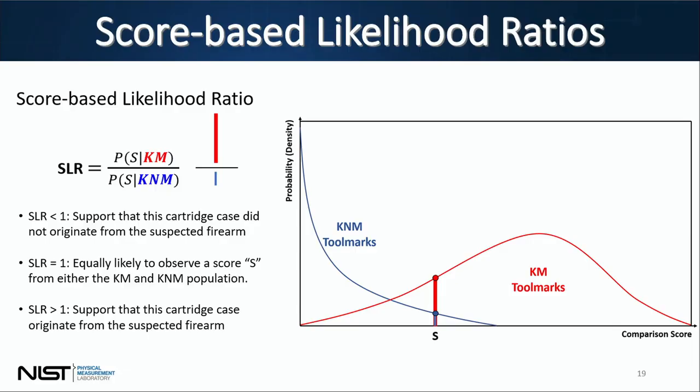So what we did was we calculated score-based likelihood ratios for all of these different populations. And a quick primer for a score-based likelihood ratio is for any given score, in this example S, you look at the probability of achieving S, given that it came from known matching comparisons, divided by the probability of achieving that score of S, given that it came from known non-matching populations. And score-based likelihood ratios go anywhere from 0 to infinity. The higher the score, the more support for the prosecution's hypothesis.